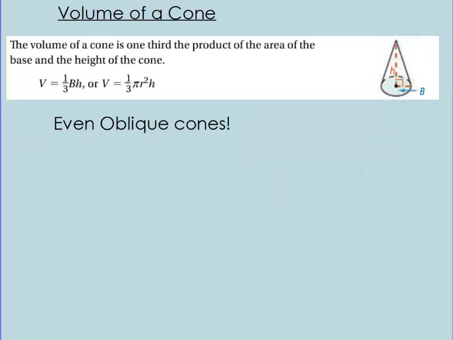Volume of a cone. The formula for the volume of the cone is 1/3 times the base times the height, which is similar to the pyramid, but our cone base is going to be pi r squared because it's a circle. So the volume is 1/3 times pi times r squared times the height. And you're looking for that perpendicular height again. And this will also work for oblique cones.